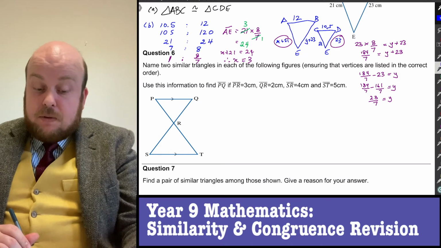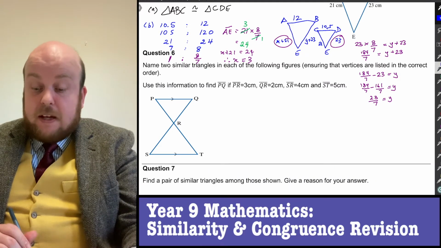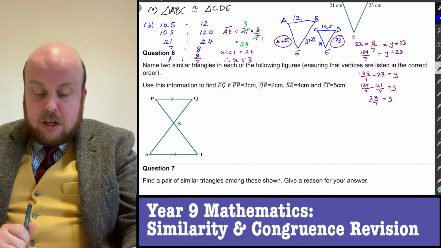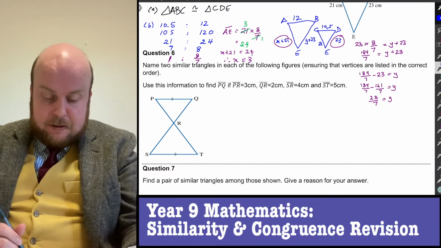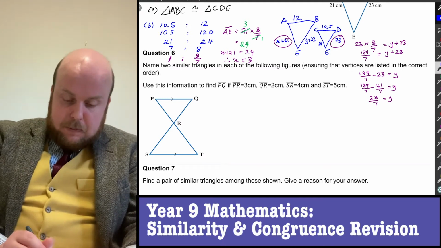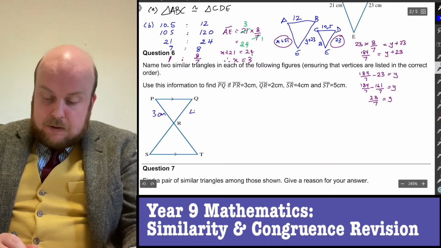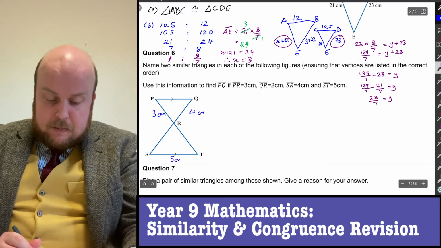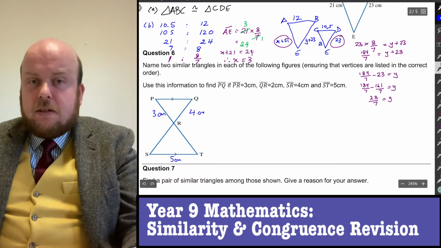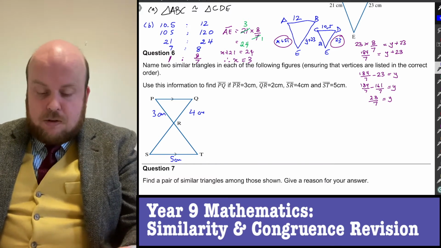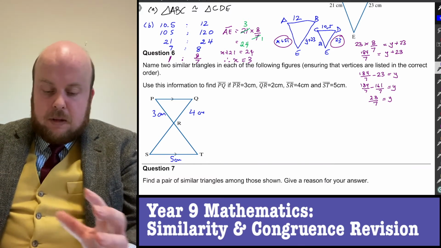Question 6. Name two similar triangles in each of the following figures, ensuring that vertices are listed in the correct order. Use this information to find PQ if PR is 3 centimeters. So P to R is 3 centimeters. Q to R is 4 centimeters. And S to T is 5 centimeters. Now, with these sorts of weird upside down triangles, again, it's useful to get them lined up in the same way.